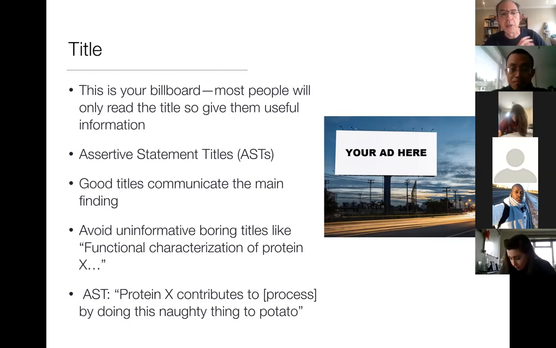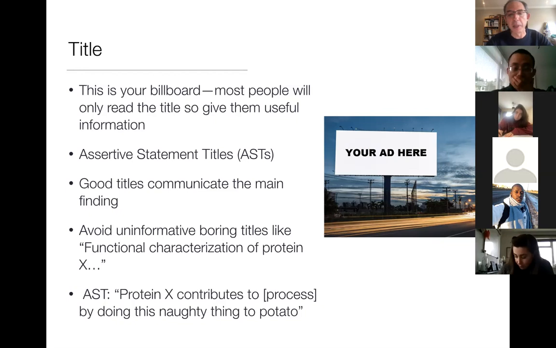It might be different because you have to adapt it to title format, but basically don't write titles like "Functional characterization of gene X." That's not interesting. The only information in that title is that you work on protein X. That's all. We don't know more about it. The reader is not learning anything.